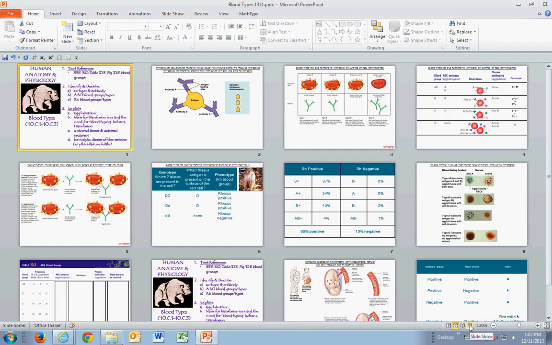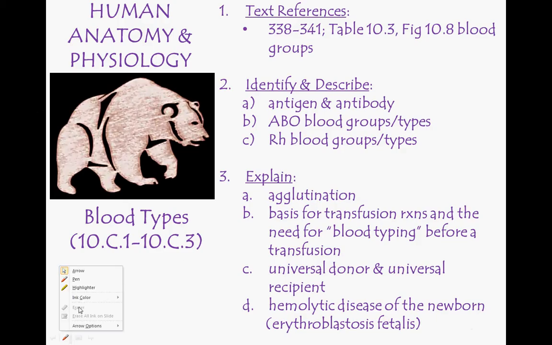Hello, welcome to this screencast where I'll be talking about blood types and a little bit about blood transfusions. So your goals here, by the end of this, you should be able to identify and describe what an antigen and an antibody are. Talk to me a little bit about the ABO blood groups or the ABO blood types, as well as the Rh blood groups or blood types.